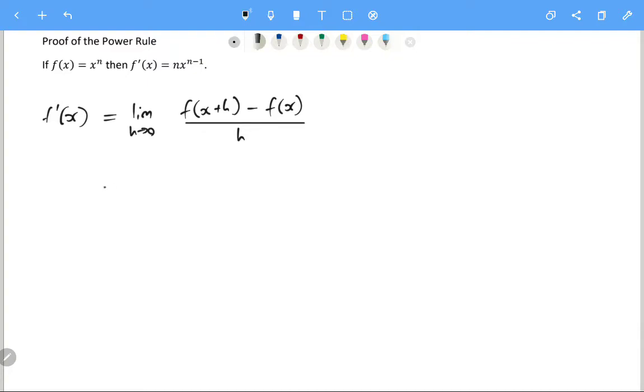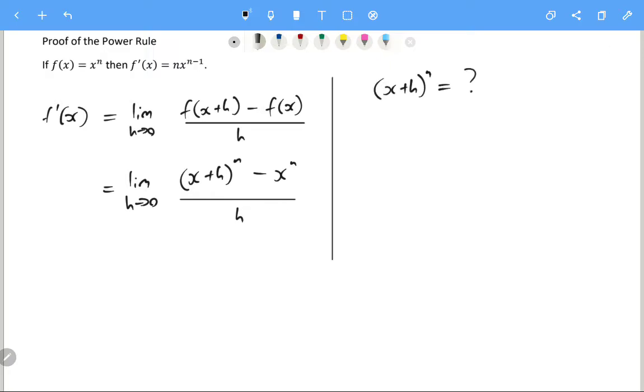Alrighty, so first of all, let's put in our function. So limit as h goes to 0 of (x plus h) to the n minus x to the n, all over h. Alrighty, and we want to expand out those brackets on the left. How do we do that? That's the challenging part. So what exactly is (x plus h) to the n equal to?